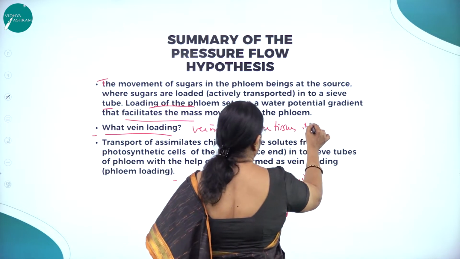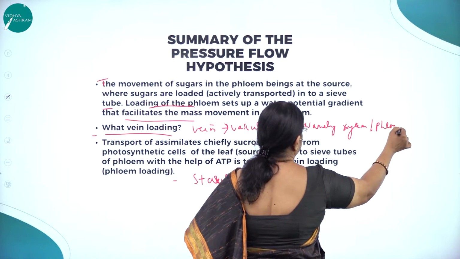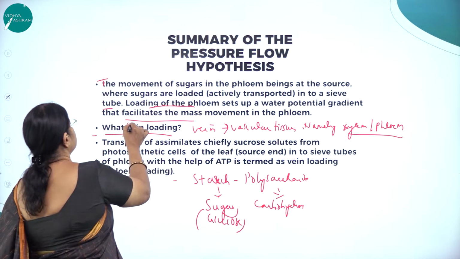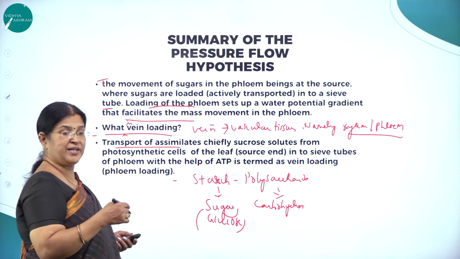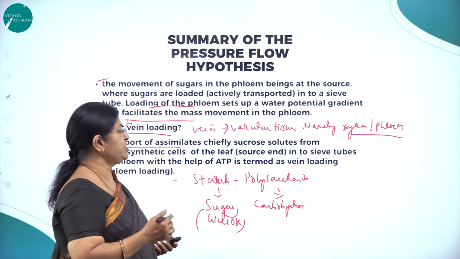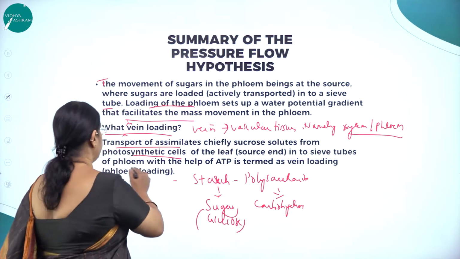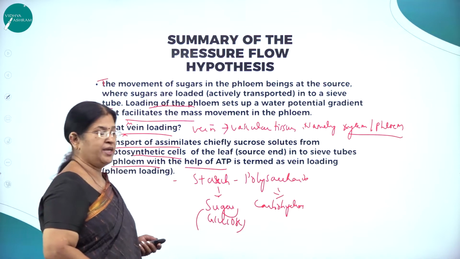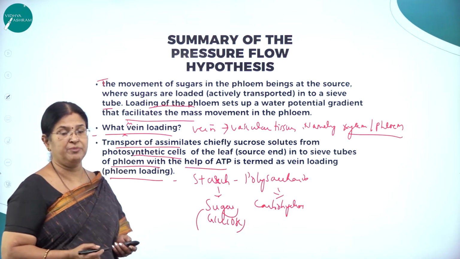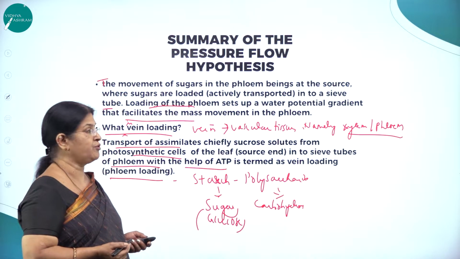namely xylem and phloem. So what is vein loading? Transport of assimilates, meaning all the dissolved contents, chiefly sucrose solutes, from photosynthetic cells of the leaf, that is the source, into the sieve tubes of phloem with the help of ATP is termed vein loading, or it can also be called phloem loading. This is a very important term from the examination point of view. So it might be asked: what is vein loading, or what is phloem loading?